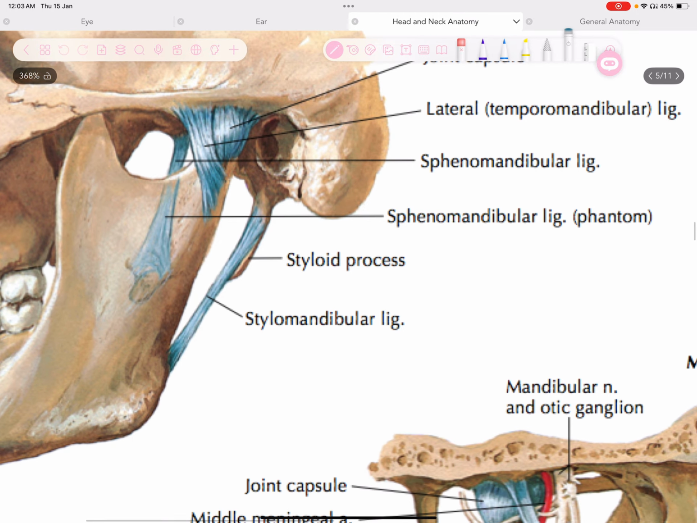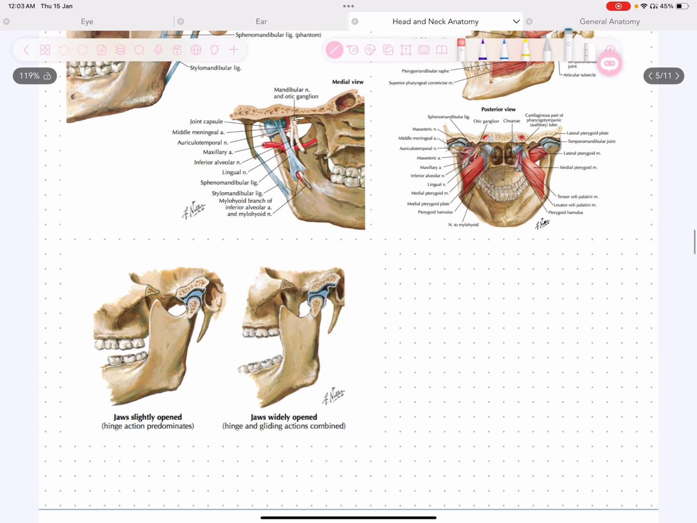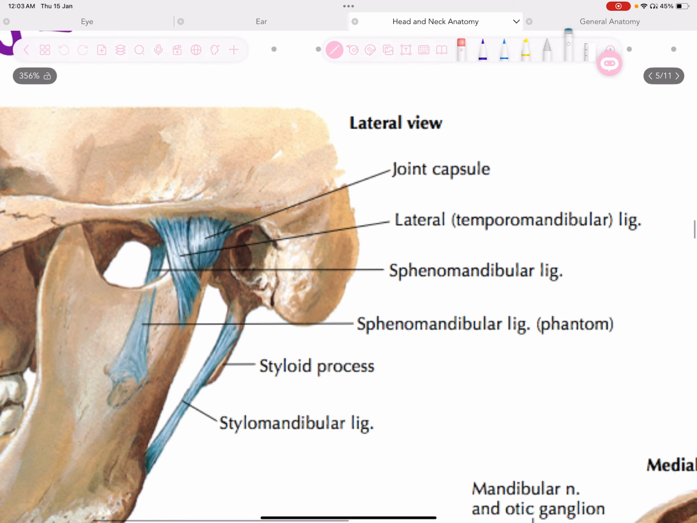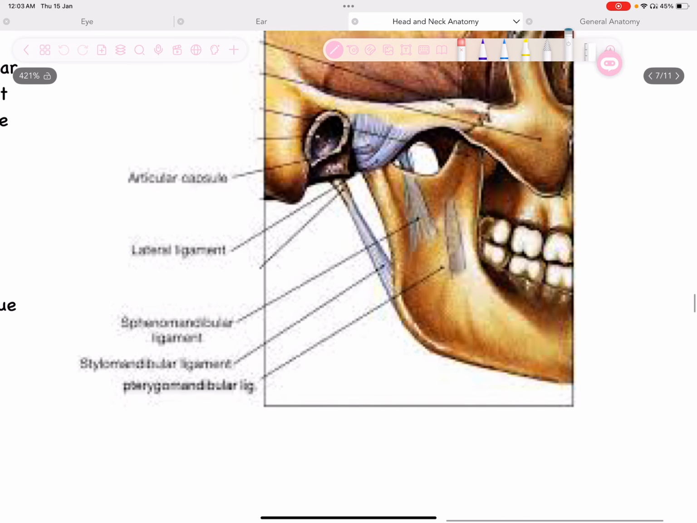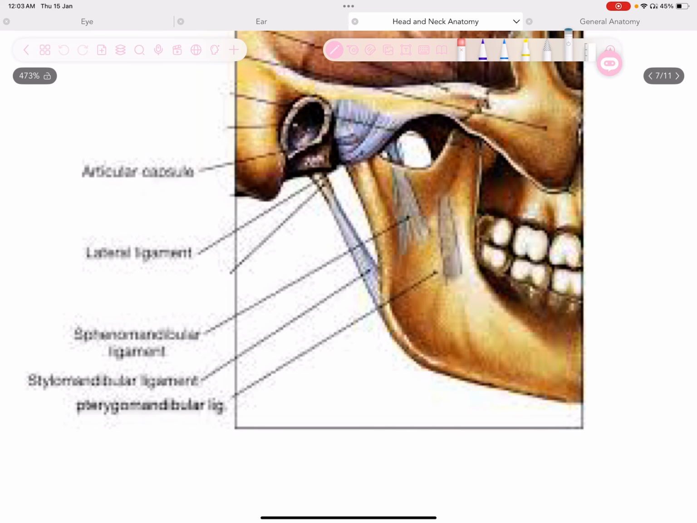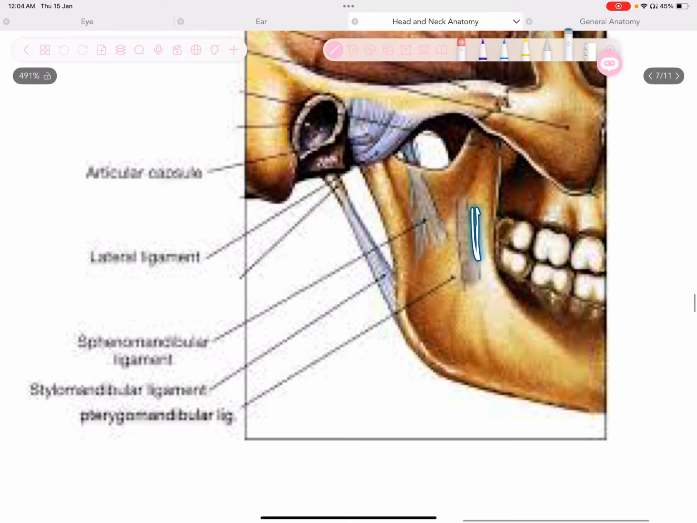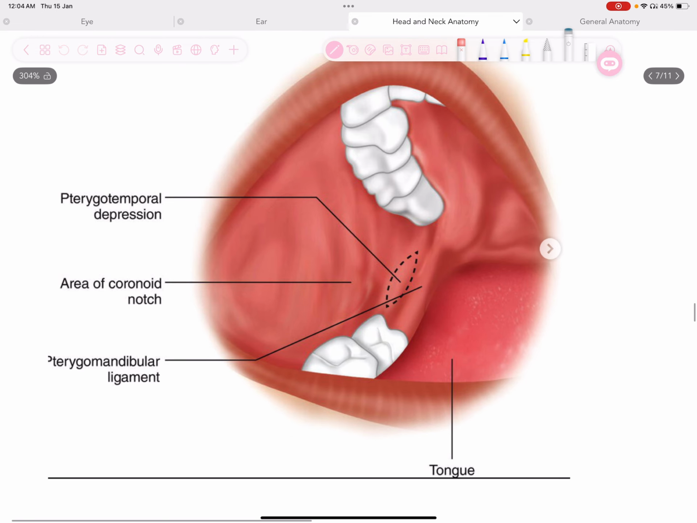Then you'll have the stylomandibular ligament, and then there's one more ligament which is not visible here. So there are three mentioned in Snell's, four actually, including the joint capsule, but there are five mentioned in the BD book. So the fifth is this one right here, known as the pterygomandibular ligament. You can see it's somewhere inside. If a person opens their mouth, right behind the molars, you'll be able to see this pterygomandibular ligament.